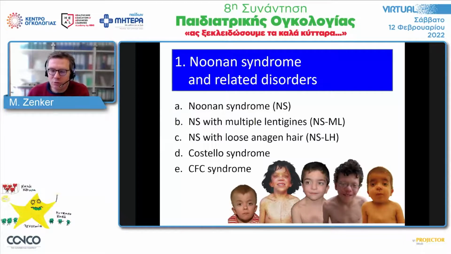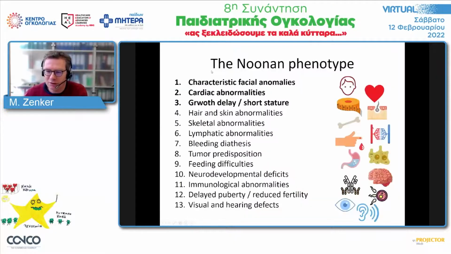So first, Noonan syndrome and related disorders. They comprise Noonan syndrome as the most common condition, and then Noonan syndrome with multiple lentigines, which was formerly called LEOPARD syndrome, and other subtypes, and then Costello and CFC syndromes. And you see examples of patients with these conditions.